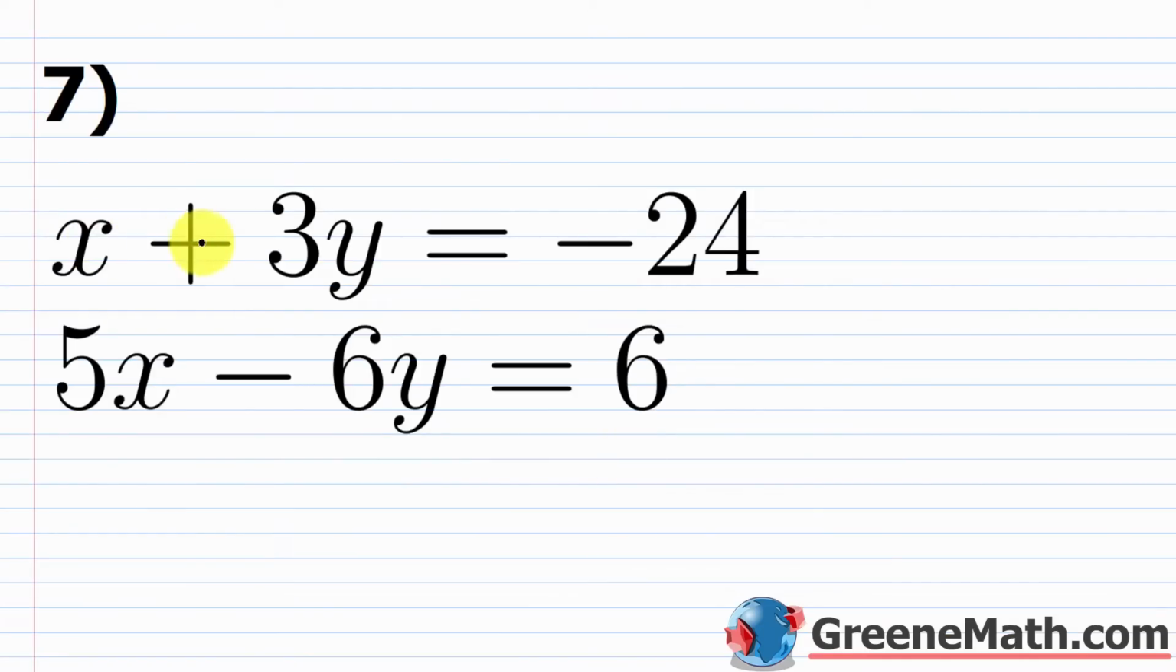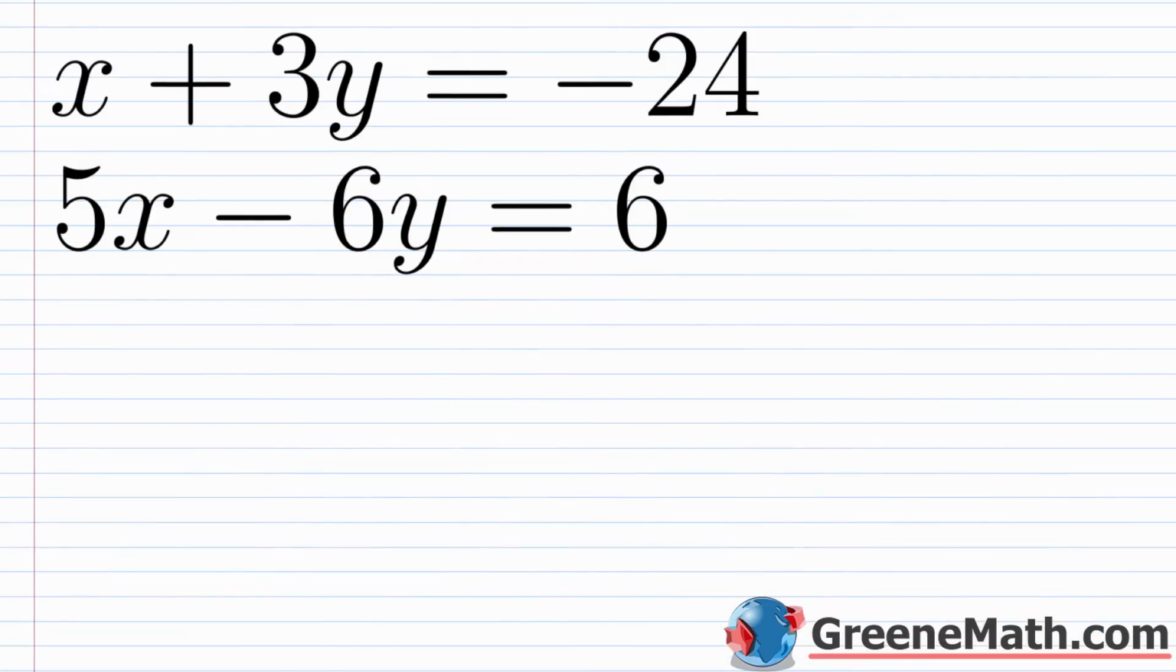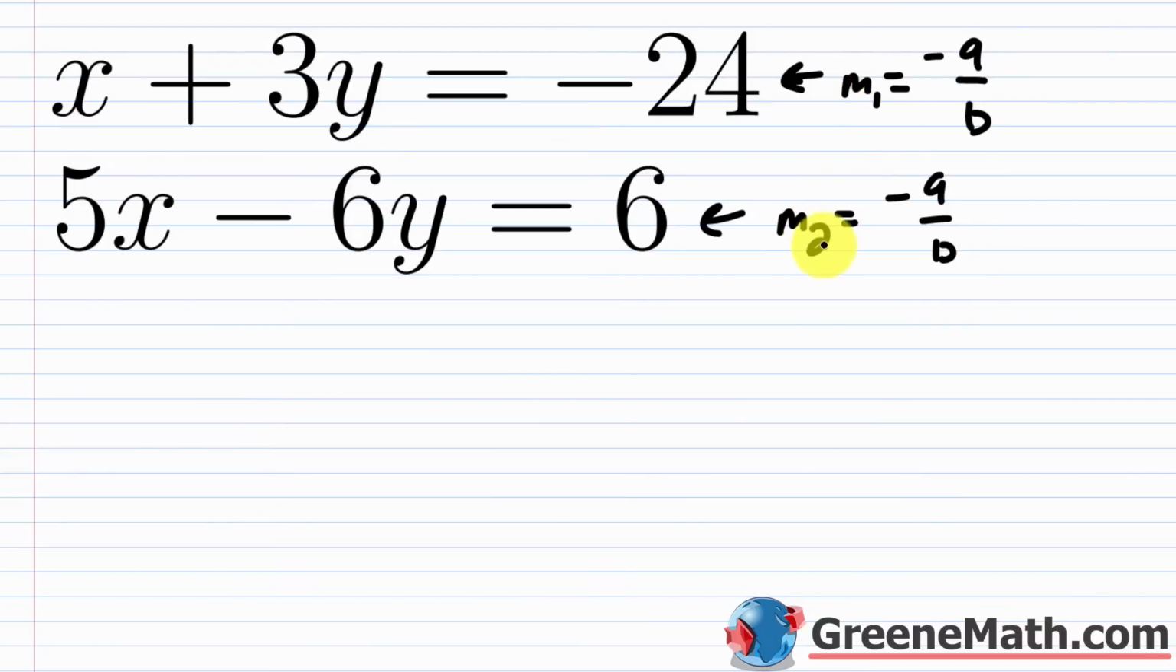All right, let's take a look at problem 7. So here we have x plus 3y equals -24, and then 5x minus 6y equals 6. All right, let me slide down here. So again, you can say that because this is ax plus by equals c, the slope m is -a over b. Same thing for this one, ax plus by equals c. So slope m is equal to -a over b. Let's call this m sub 1 and this m sub 2. Again, the order that you label things is not going to matter.